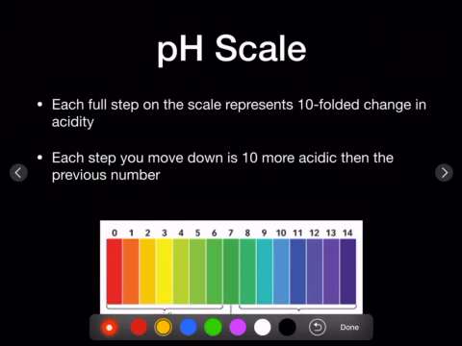Let's talk about the strength of the pH scale. Each full step on the scale represents a 10-fold change of acidity. If I go from 4 to 3, since we're going down, 3 is 10 times more acidic than 4. So each step that you move down is 10 times more acidic. For example, going from 7 to 4 is 3 steps, which means 4 is 1,000 times more acidic than 7: 10, 100, 1,000. Each time you go down, you multiply by 10, so the more steps you go down, the much more acidic it gets.